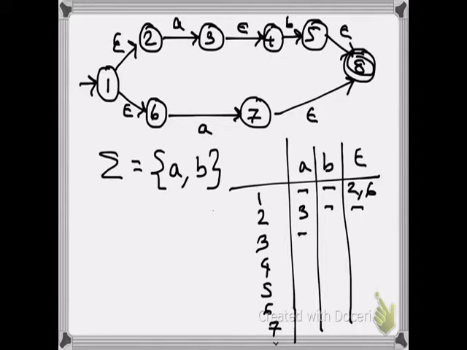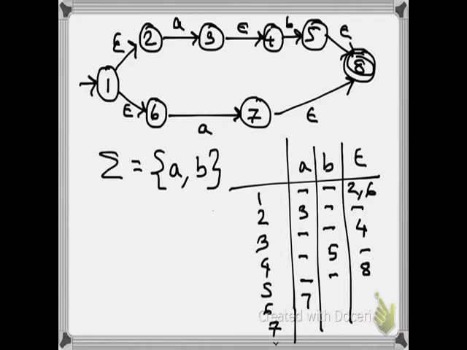3 on A, no transition. 3 on B, no transition. 3 on epsilon goes to 4. Then 4 on A does not go anywhere. 4 on B goes to 5. And 4 does not have any epsilon transition. 5 again has no transitions on A and B. On epsilon it goes to 8. 8 is our final state.